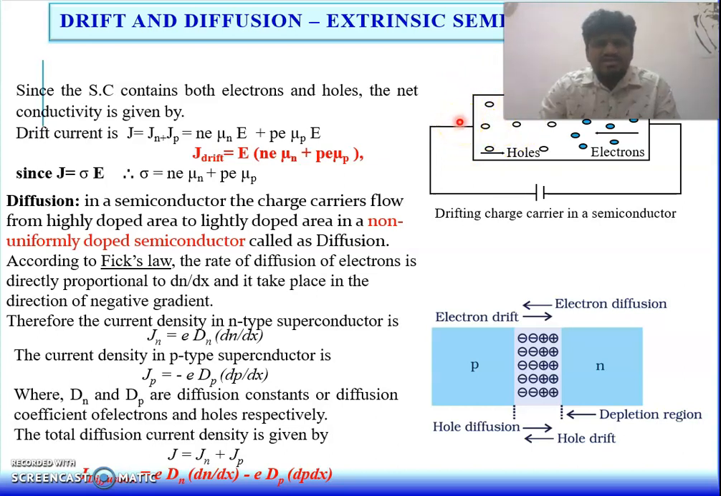The major difference is here. We know that in an intrinsic semiconductor n is equal to p, but here these are not equal. That's why J is equal to Jn plus Jp, which is equal to n e mu_n E plus p e mu_p E. Therefore, the drift current density you can write as J drift is equal to e (n mu_n plus p mu_p) E. But we know that J is equal to sigma E. Therefore, the electrical conductivity of the extrinsic semiconductor, sigma, is equal to n e mu_n plus p e mu_p.